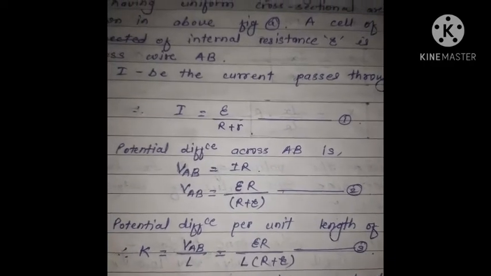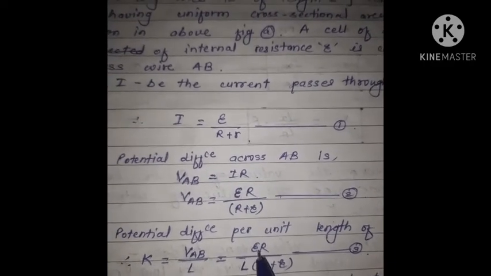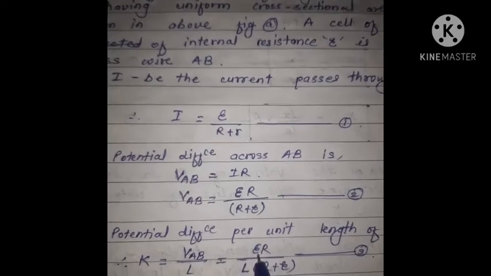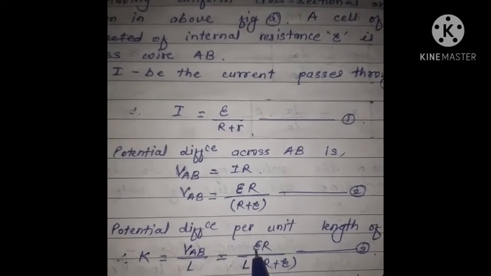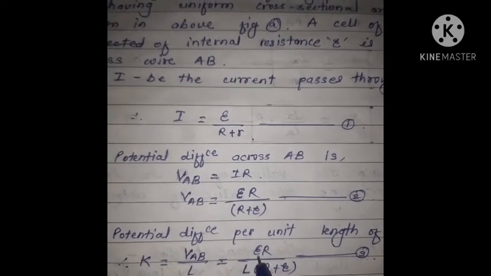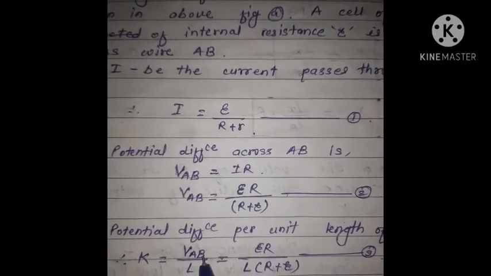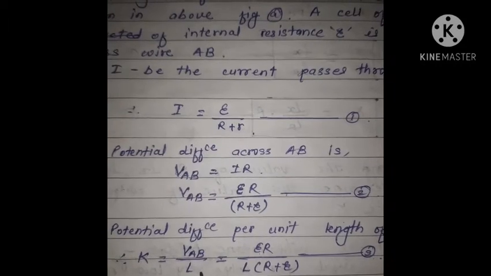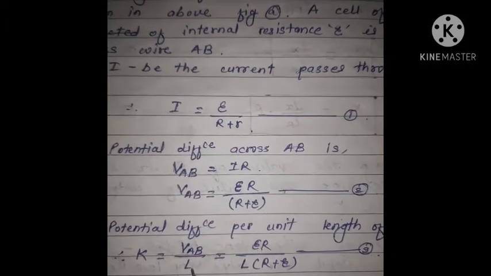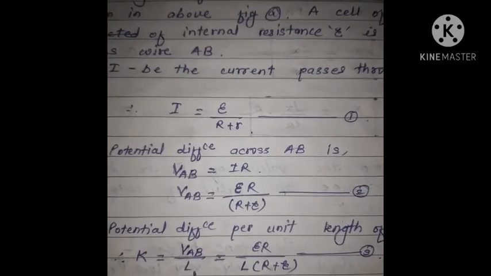In this equation, as long as this value of E, that is EMF of cell, is constant, then VAB per unit length, that is potential gradient, is also constant.